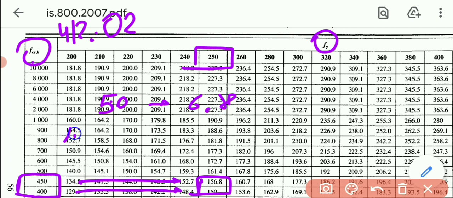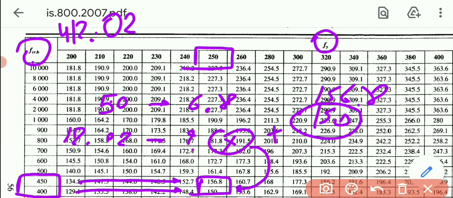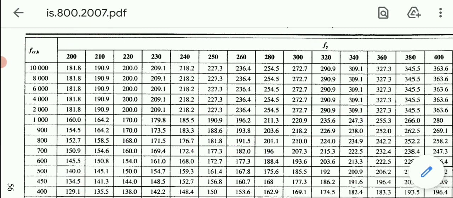So at 12.02 it is how much? For example, we will get the value of x, and then the value of x will be added to 150. As the value is increasing from 400 to 450, our value is increasing from 150 to 156.8. So whatever answer comes as x will be added to 150, and we will get ultimately FCRB.